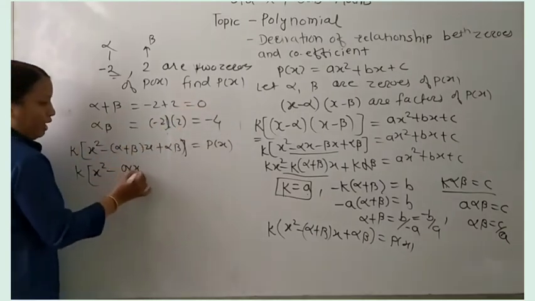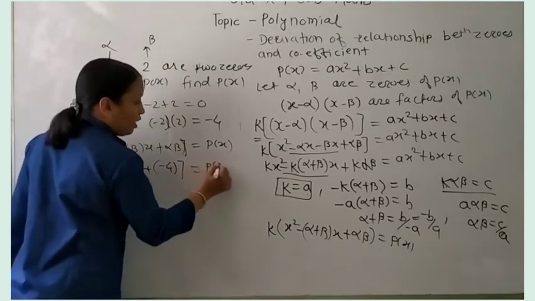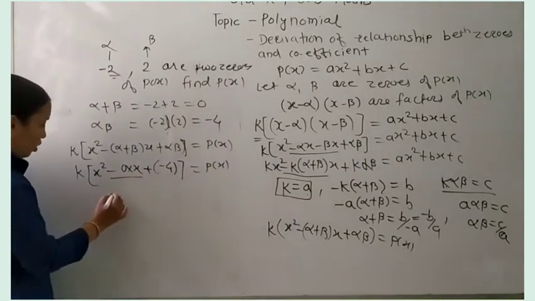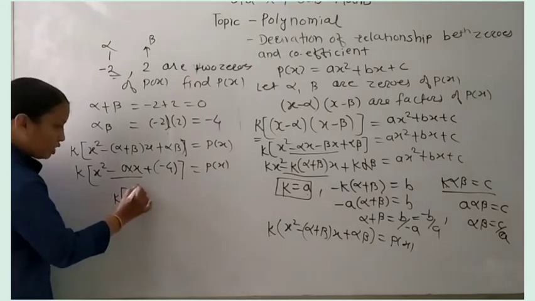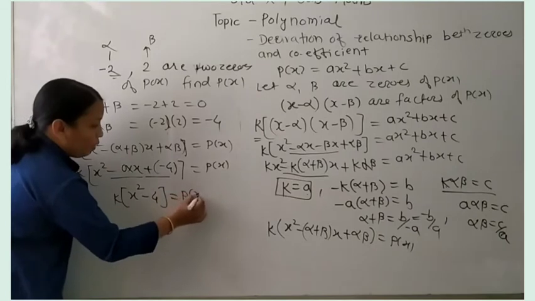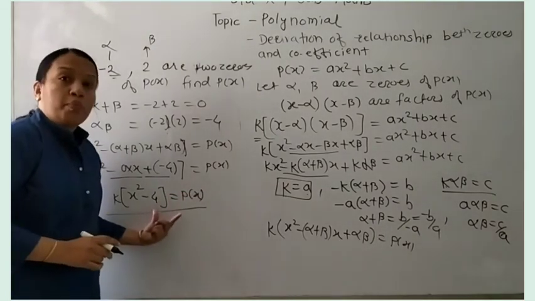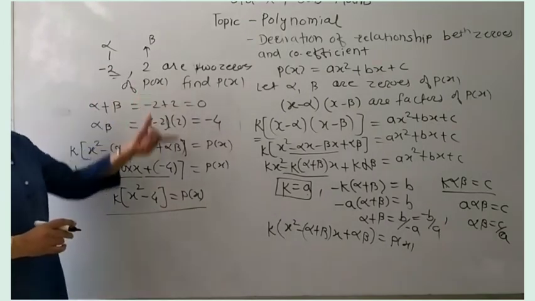0 into x plus alpha into beta minus 4 is equal to p of x. Then simplified this will be 0. So k into x square minus 4 is equal to your p of x. That's how you can find the polynomial if only roots are given.